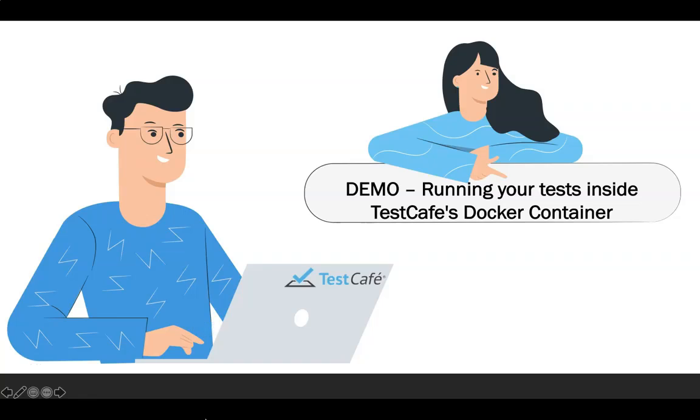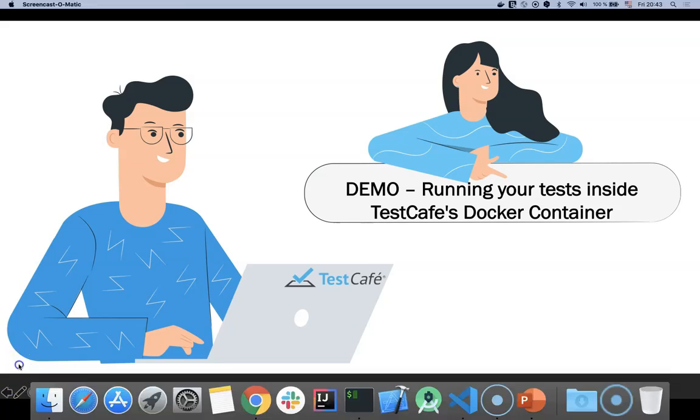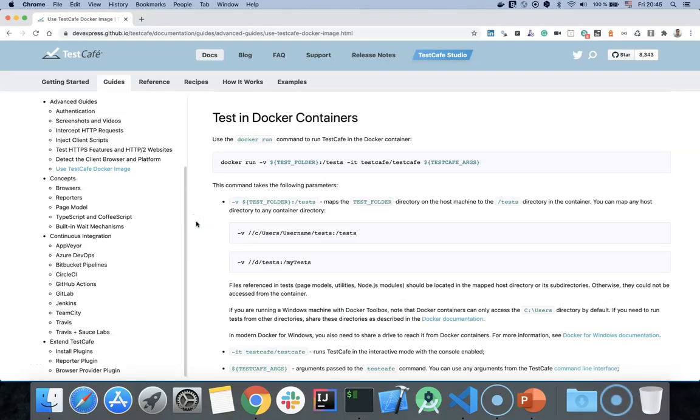After we downloaded and installed Docker Desktop on macOS and pulled the latest version of the TestCafe Docker image, now it's time to run our test inside the Docker container. As mentioned in the TestCafe documentation, to run the test inside a Docker container, we can use this command, docker run -v. This is the folder for our test from the local folder, and this is the folder where we need to copy our test inside the Docker container.